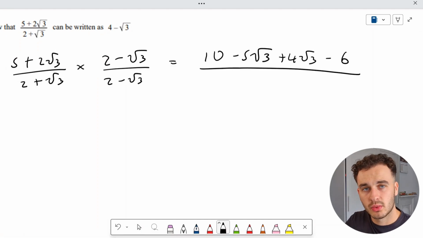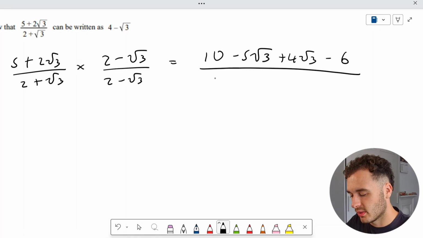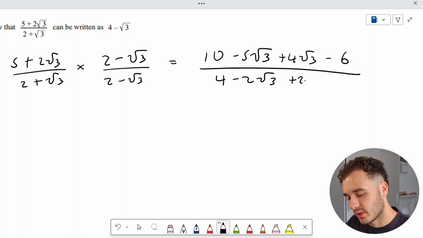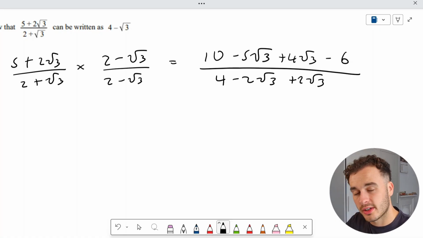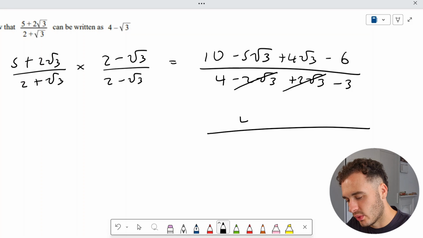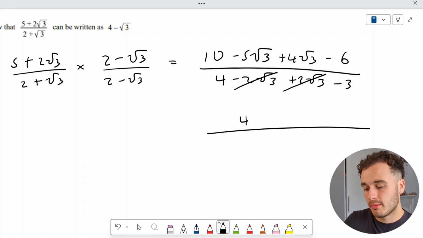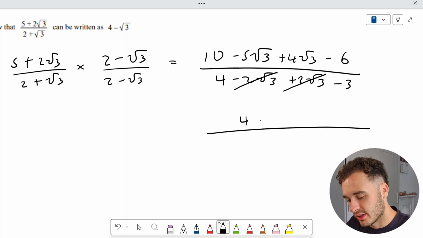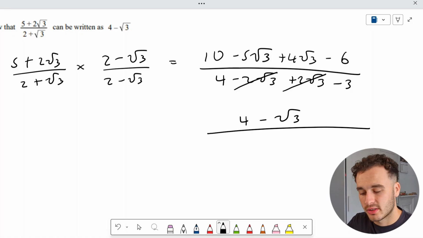Our denominator is also an expansion, so 2 times 2 is 4, 2 times minus root 3 is minus 2 root 3, root 3 times 2 is positive 2 root 3, and root 3 times minus root 3 is minus 3. So hopefully you can see by collecting terms on the denominator that minus 2 root 3 and 2 root 3 cancel, and our numerator will now be 10 minus 6, which is 4, and minus 5 root 3 plus 4 root 3 is just minus root 3, and 4 minus 3 on the denominator is 1.